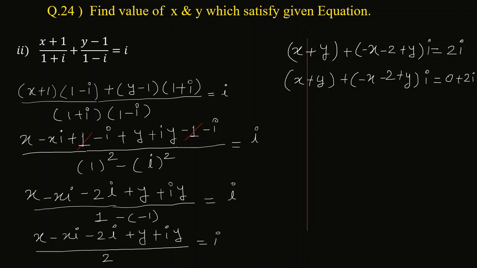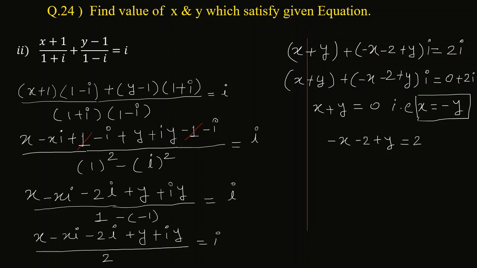Now we can easily check that there are two complex numbers which are equal. So when we compare the real part with the real part of the right hand side, which is 0, we get x plus y equal to 0. Therefore we can write x is equal to minus y. This is the relation we obtained. Now compare the imaginary parts, which gives minus x minus 2 plus y equal to 2. We compared the imaginary part with the imaginary part.